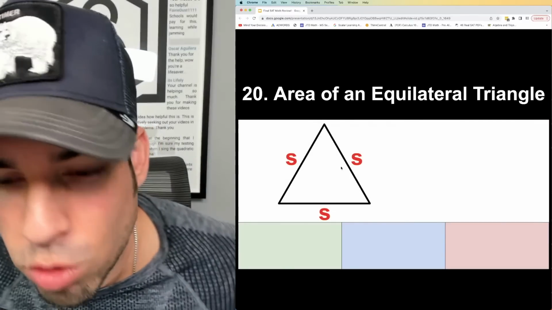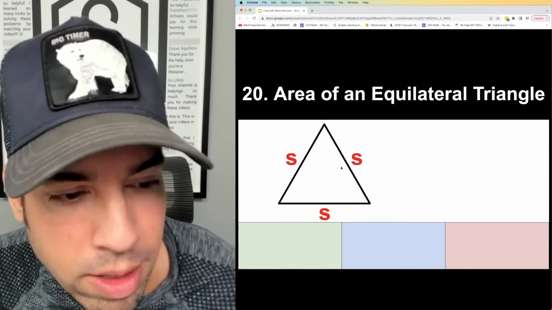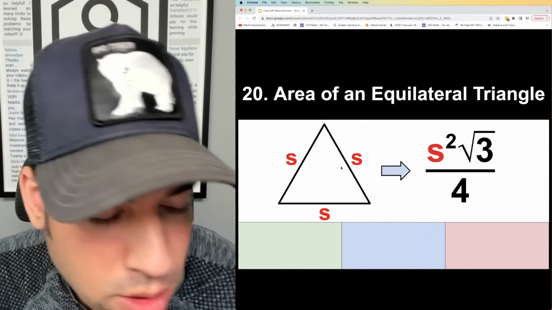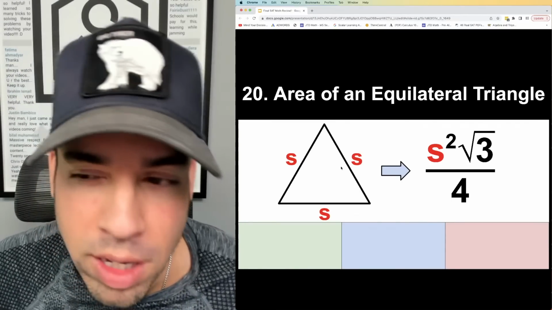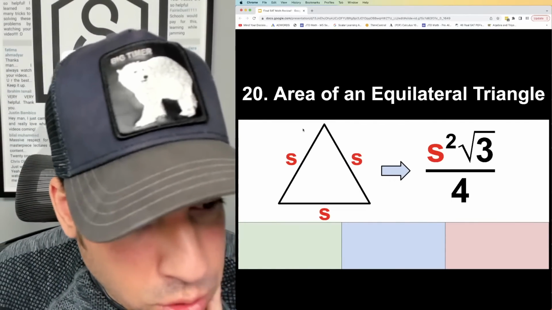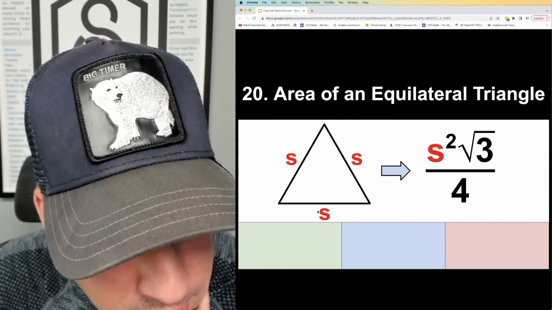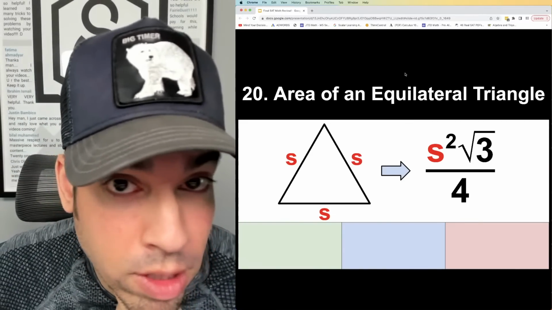Next, area of an equilateral triangle. Not as essential, but a nice one to have in your pocket. It is simply s squared, side length squared, times the square root of 3 over 4. The reason why I say you can get away without knowing this is because an equilateral triangle can be divided like this into a 30, 60, 90. And then you can use special right triangles, which are given on the formula sheet, right?